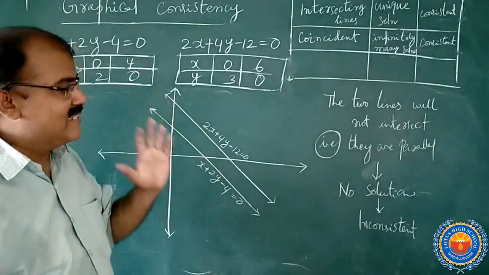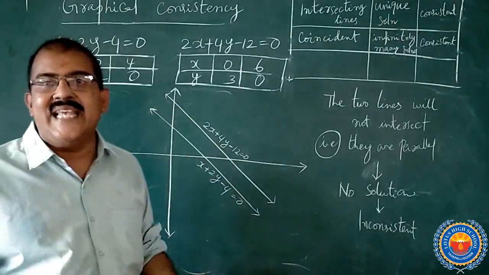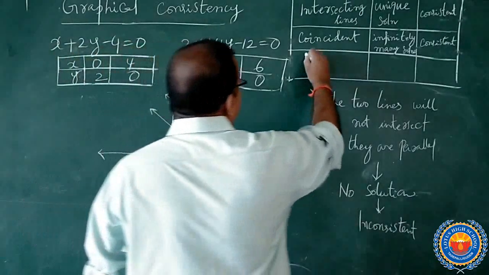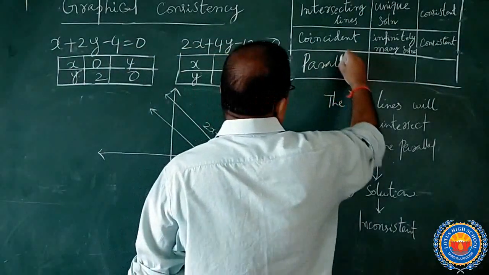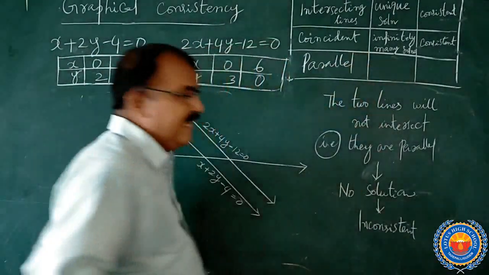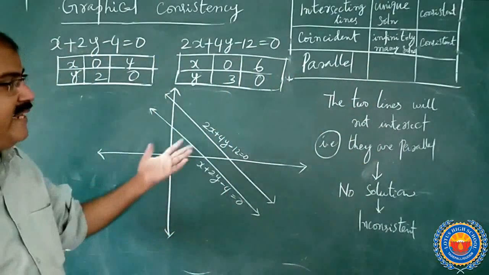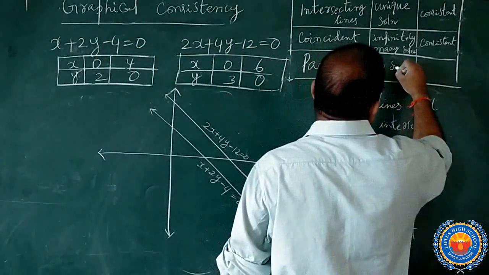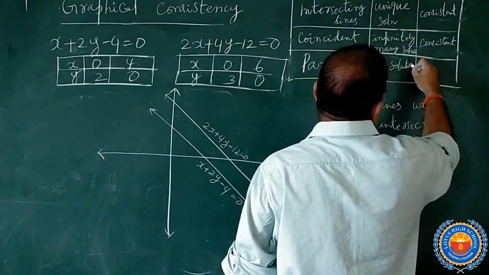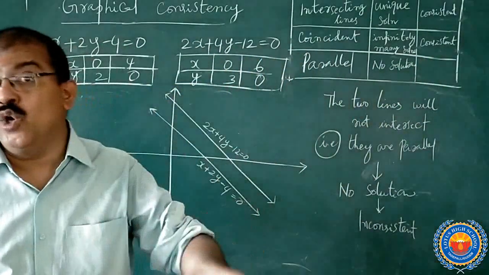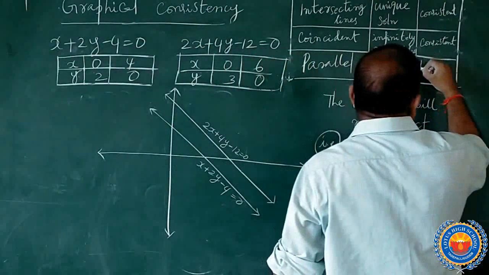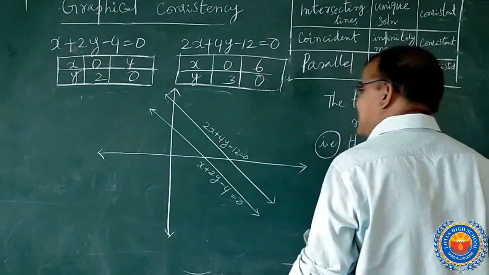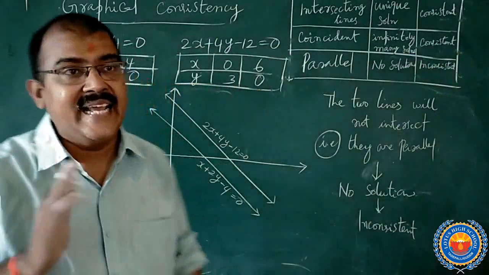Instead of saying they will not intersect, we can say those two lines are parallel. This is the third one. If it is parallel, we can say no solution. If it is no solution, as we already know, we can say inconsistent.